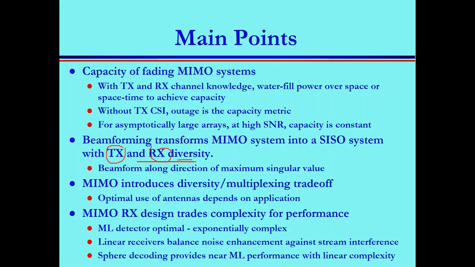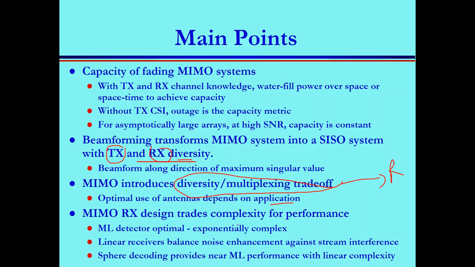MIMO introduces a diversity multiplexing trade-off. Unfortunately, we asked the research community a question about this. We try to trigger some new ideas, new ways of thinking to break this trade-off if it's possible. Optimal use of antennas depends on application. Based on the application, you determine whether you use your antennas for diversity or multiplexing.